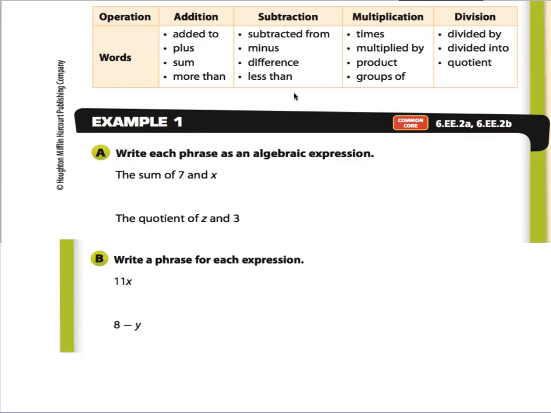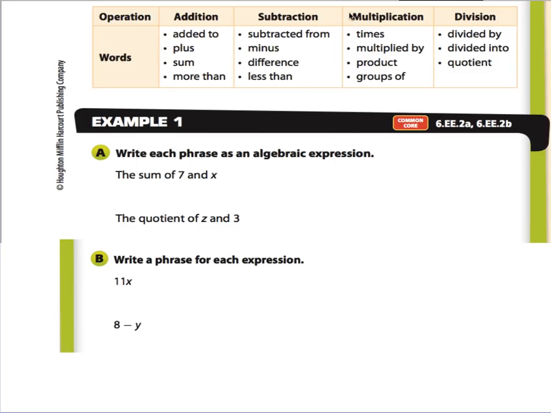So one of the first things we need to know is that there are a lot of different words that can be used in math. And some of the words here are given for us, like addition, words like added to, plus, sum, more than. Those are all words that we use to imply that addition is being used. Now we have to remember sum does not mean add. Sum means the answer to an addition problem. But if I said I'm looking for the sum of 2 and 3, that implies that I have to add 2 and 3 to find the sum.